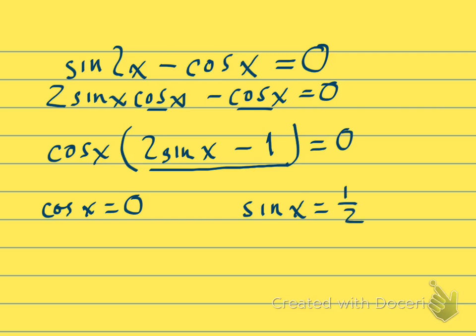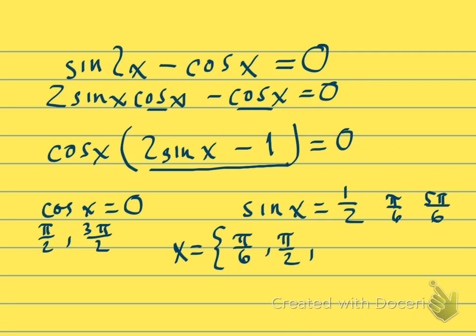So we can see our answers here where cosine x equals 0. That is at pi over 2 and 3 pi over 2. And sine x equals 1/2 at pi over 6 and 5 pi over 6. So that is the complete set of our solutions there. x equals the set of, let's just go in order, I guess, pi over 6, what would be next? Pi over 2, then 5 pi over 6, then 3 pi over 2, close the set, and plus 2 pi k.